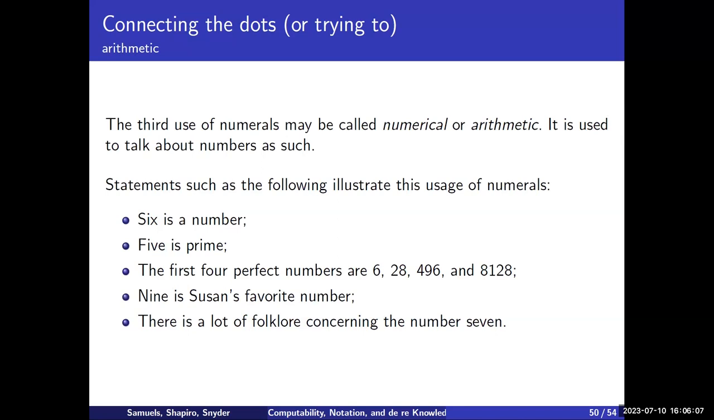I mean, there actually may be a dozen uses of numbers in ordinary language, but these are the three primary ones, I think. So the third use of numerals may be called numerical or arithmetic. It is used to talk about numbers as such. Statements such as the following illustrate this usage of numerals. 6 is a number, 5 is prime. The first four perfect numbers are 6, 28, 496, and 8128. 9 is Susan's favorite number. There is a lot of folklore concerning the number 7.